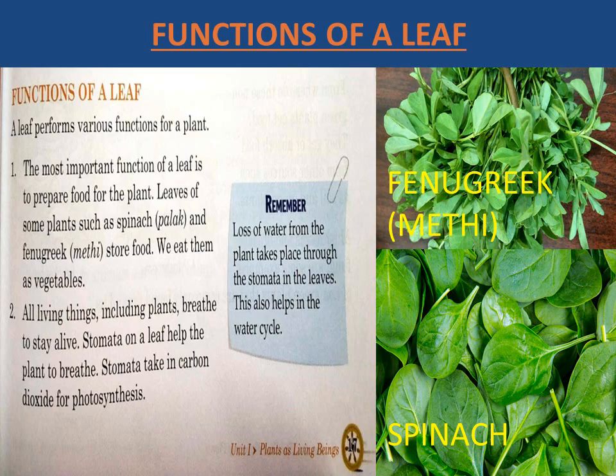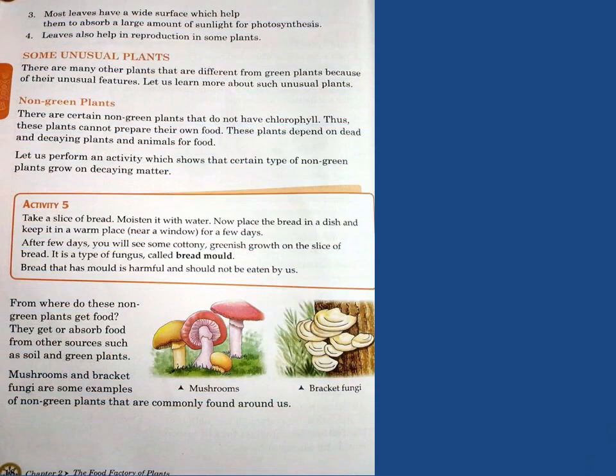So the second function that the leaves are doing for the growth of a plant is breathing, that is, respiration. This is the second function of leaves. Now let us go to the third function. Most leaves have a very wide surface which helps them to absorb a large amount of sunlight. And this sunlight helps in the process of photosynthesis, right? So the wide surface of a leaf helps to absorb sunlight. So this is the third function.